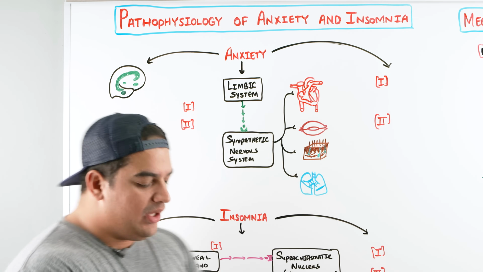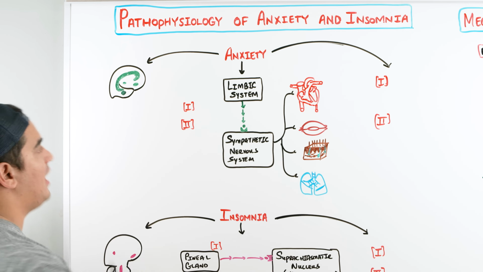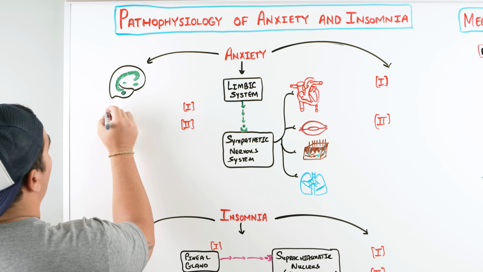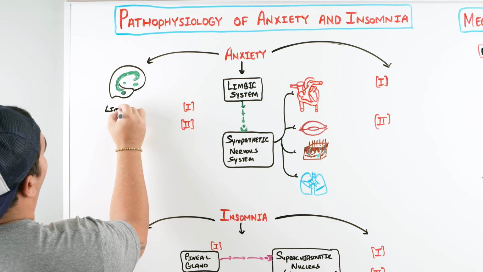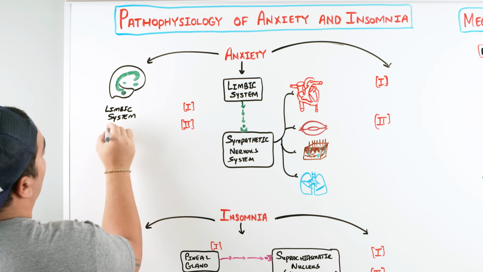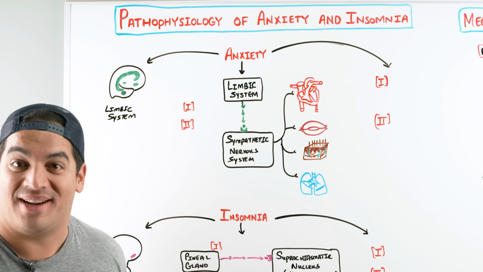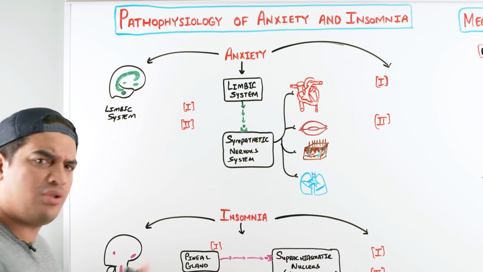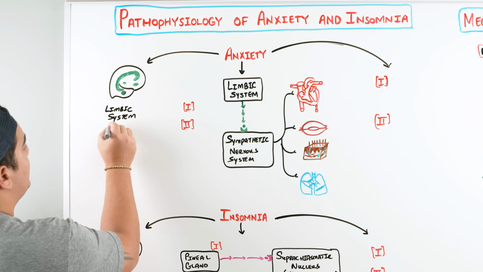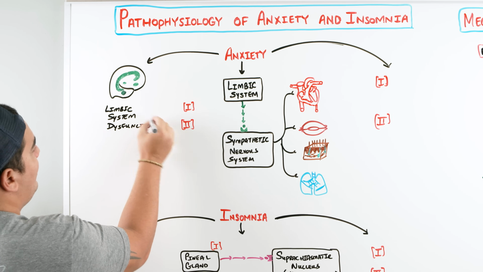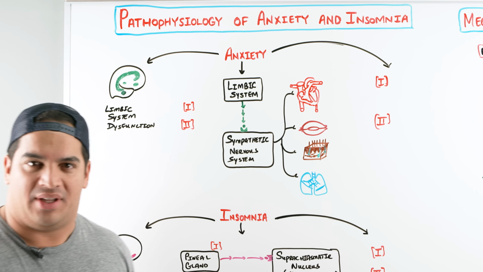Well, anxiety, when it comes down to it, is due to some type of limbic system dysfunction. There are so many nuclei involved in our limbic system, and we're not going to go through that aspect, but what I do want you to know is that the limbic system is the one responsible for the emotional aspects of our body. It's the emotional component of our brain. It's also involved in memories as well. But there's some degree of limbic system dysfunction here, and that's really what it's coming down to in this particular disease.